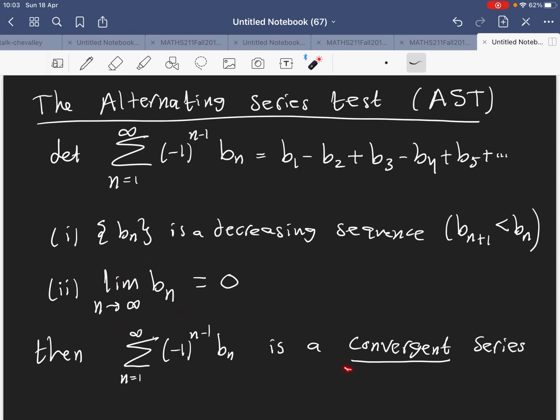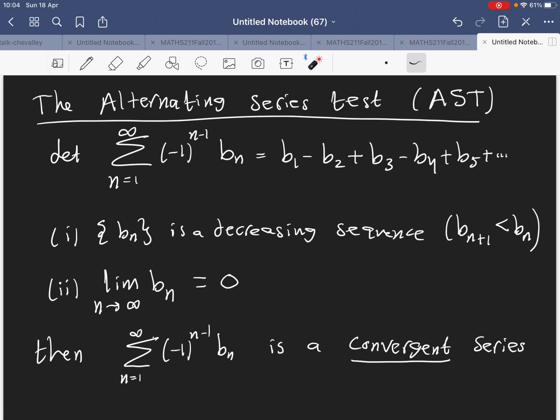If this happens, the series will converge. Now, if they are getting smaller but the limit is not 0, maybe 1, stop. This will not be convergent. And if the sequence is not decreasing from the beginning, it's going up, not down, we cannot say it's convergent using this test. So we just have to check two things. We have to check the sequence is decreasing, and this usually will be done using the derivative. Make sure the derivative is negative, and the limit is 0.